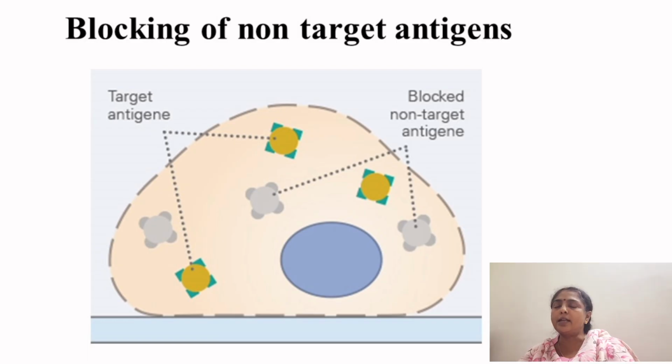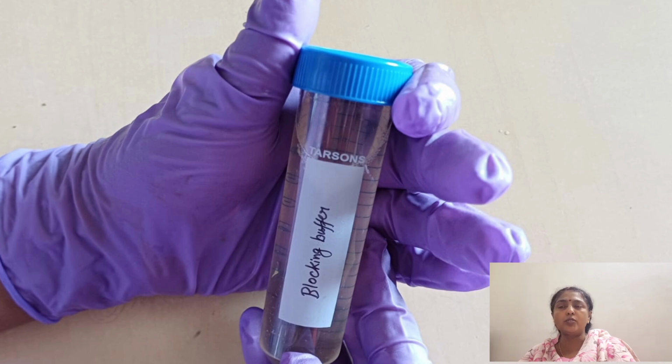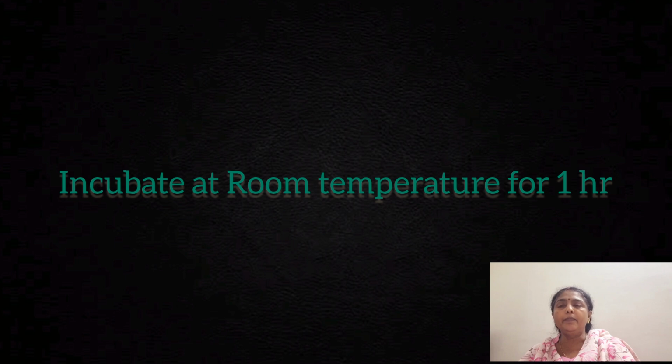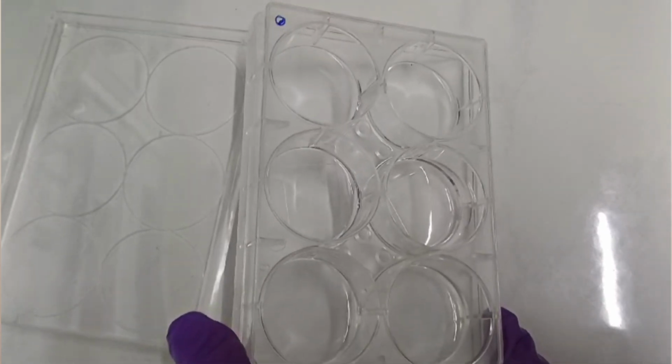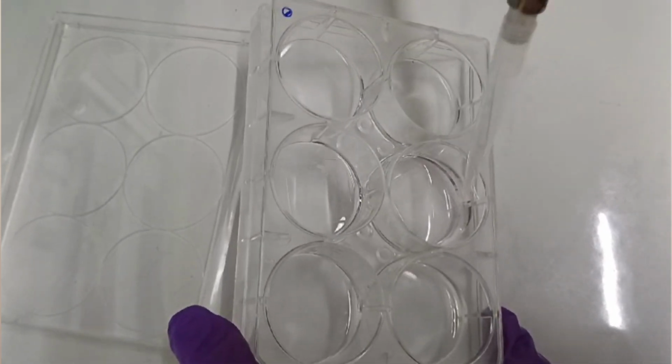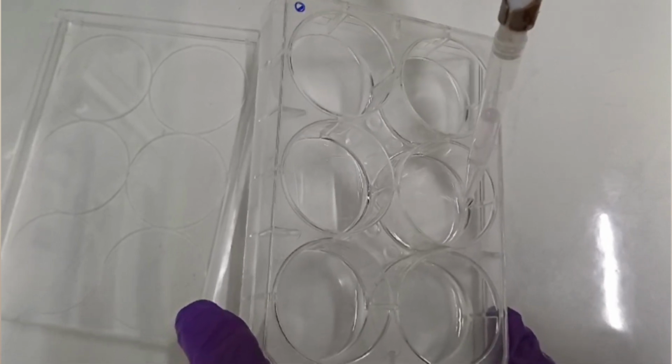The next step in immunofluorescence is blocking and this is done to prevent the antibodies from binding to non-specific epitopes which are present. The blocking buffers or reagents which are used are bovine serum albumin or skimmed milk. Today we are going to use 1% BSA for blocking. Blocking can be done at room temperature for about 1 hour depending upon the cell type, and once blocking is done, the blocking reagent is removed and the cells are again washed with PBS.